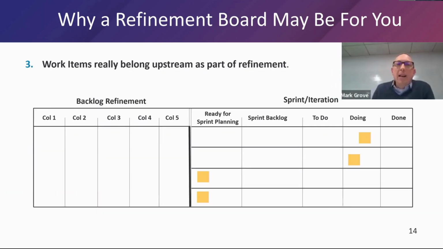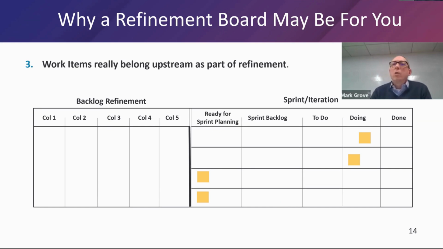Number 3, work items really belong upstream as part of a refinement. So this is what I mean by that. At my current, a couple years ago, they had their Scrum board, and I began to hear language around this concept of what the teams called analysis stories. And me and another coach, this perked our ears. What is an analysis story? They had a more traditional value delivered user story, if you will, something that was purposeful and would benefit a customer. But they also had these items called analysis stories.